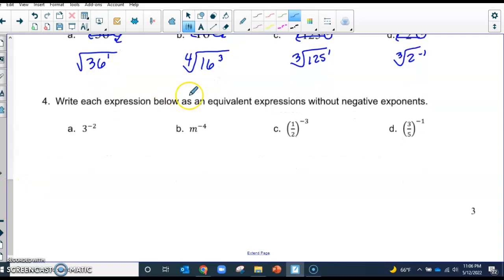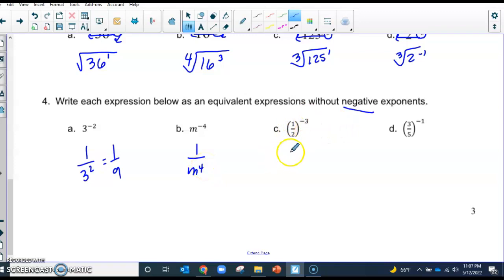Down here for 4, this is saying write the expression as equivalent expressions without the negative exponent. So how can I make these negative exponents become positive? Anytime you have a negative exponent, you just move it to the other side of a fraction. So if right now these are in the numerator, we need to move them to the denominator to make them positive. Same thing with this, we could actually simplify to be 1 over 9. This guy is just going to be 1 over m to the 4th.